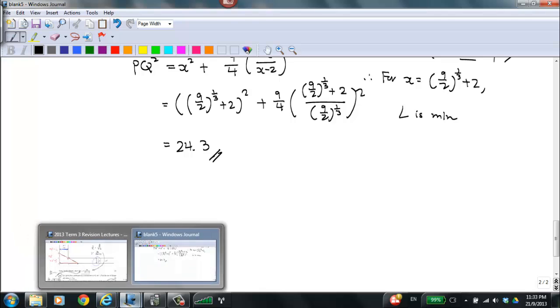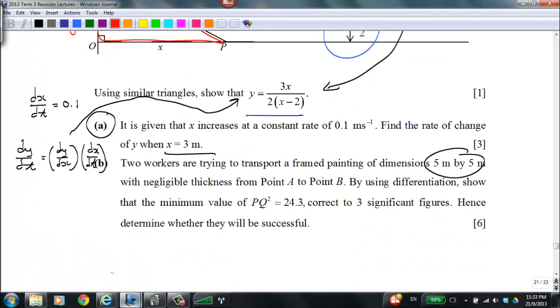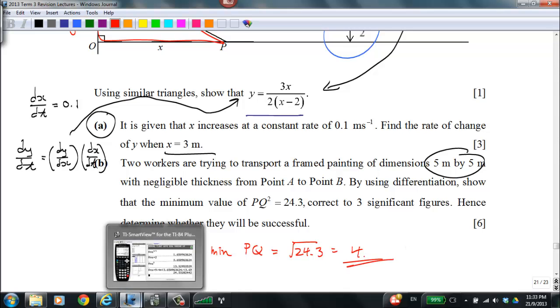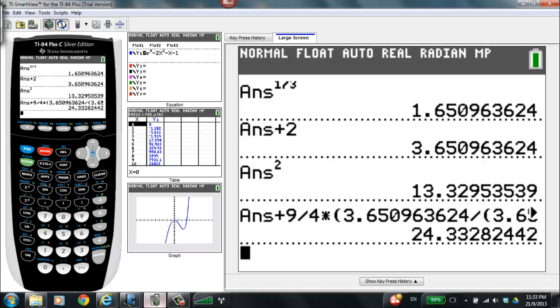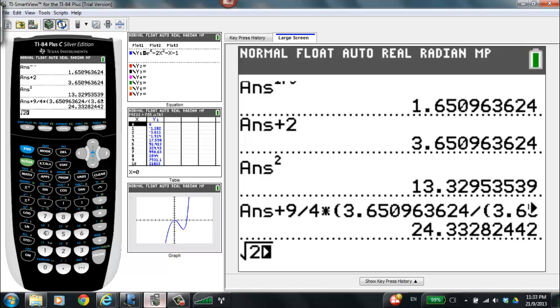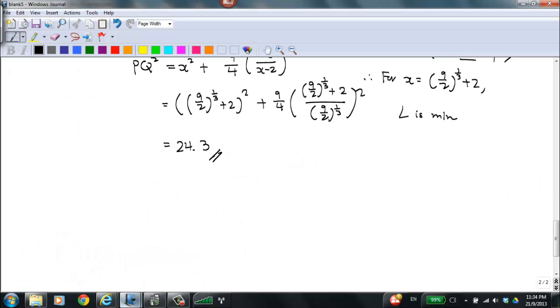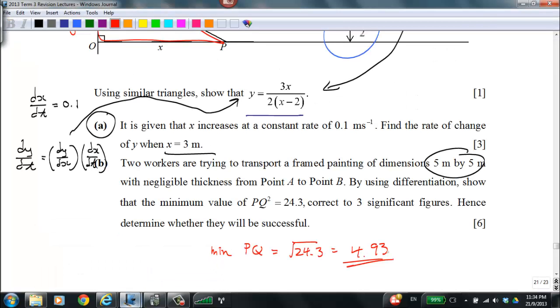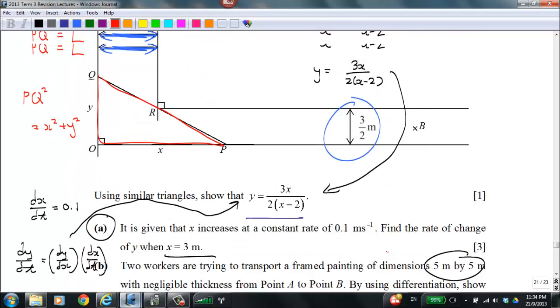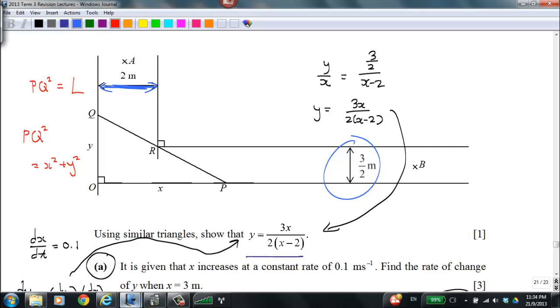For the very last part of the question, after we determine that the minimum value of PQ square equals 24.3, the minimum value of PQ is the square root of 24.3, which is 4 point something. We can do a quick calculation. The square root of 24.3 is 4.93. Let's write it down first. Now, the workers have to transport this framed painting of dimension 5 meters by 5 meters to pass by this corridor here.